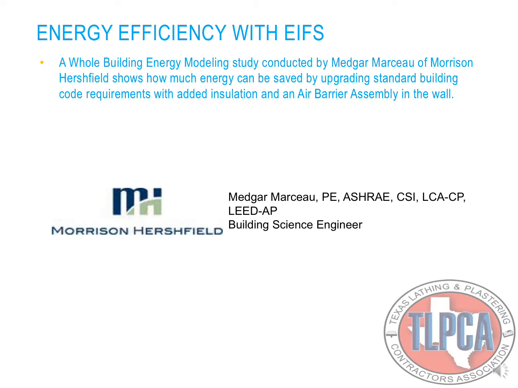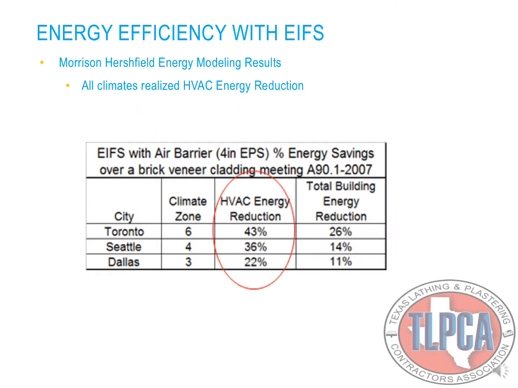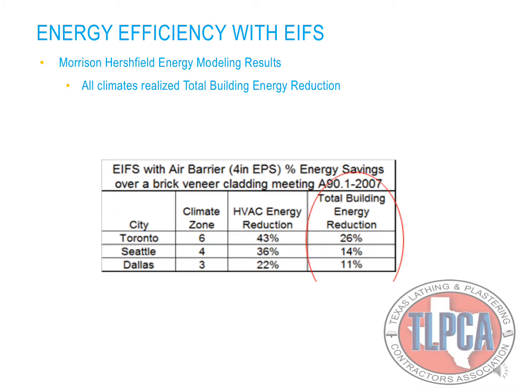A whole building energy modeling study conducted by Medgar Morceau of Morrison Hirschfield shows how much energy can be saved by upgrading standard building code requirements with added insulation and an air barrier assembly in the wall. The baseline model was a 3-story office building, 54,000 square feet, 33% glazing. Testing was done in Dallas, Seattle, and Toronto. Testing conformed to ASHRAE 90.1-2007. During the test, all climates realized HVAC energy reduction. All climates realized total building energy reduction.